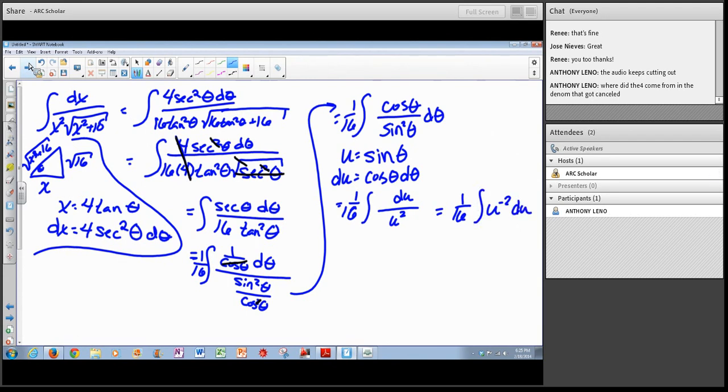So what is our integral? Plus c. So to write that a little bit nicer, right? -1 over 16 u plus c. But what was u? Okay, so -1 over 16 sine theta plus c.